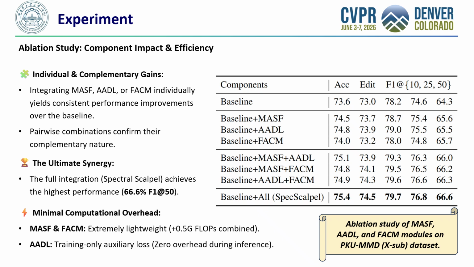Let's look at the ablation study. As the table shows, integrating MASF, AADL, and FACM individually yields consistent gains. Combining them confirms their highly complementary nature, culminating in our best-performing full model. Importantly, these modules add minimal computational overhead, with AADL being completely cost-free during inference.